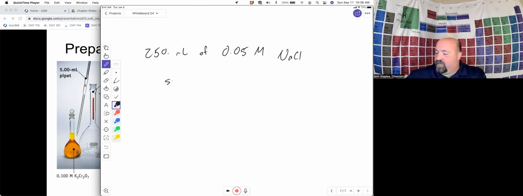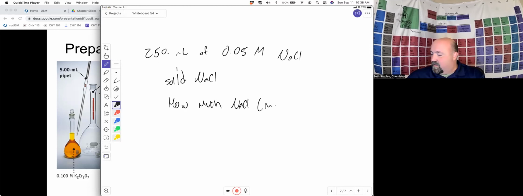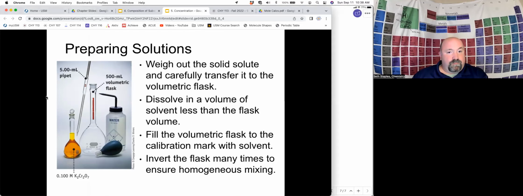And so we have some solid NaCl. What we need to know is how much of that NaCl, what mass, do I need to weigh out in order to make my 250 milliliters of solution? Then once we have that, we would use various tools, such as this volumetric flask, in order to actually make that solution. You'll see these when you work with this in lab.